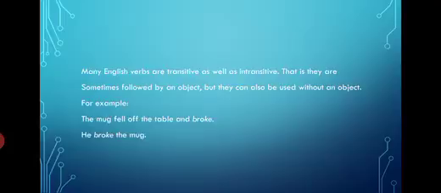The mug fell off the table and broke. He broke the mug. Here broke is the verb. The mug fell off the table and broke. It fell down from the table and it broke into pieces. Here it is a complete meaningful sentence. It is not transferable, so it is intransitive. The second one is he broke the mug. We can make a question. He broke what? What did he break? He broke the mug. It is a transitive verb.